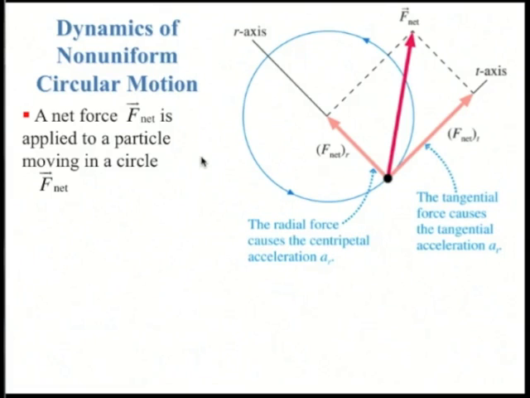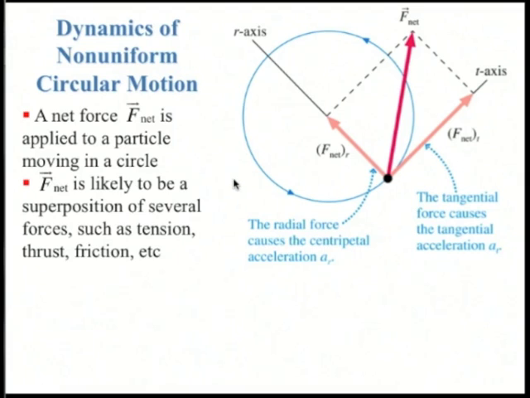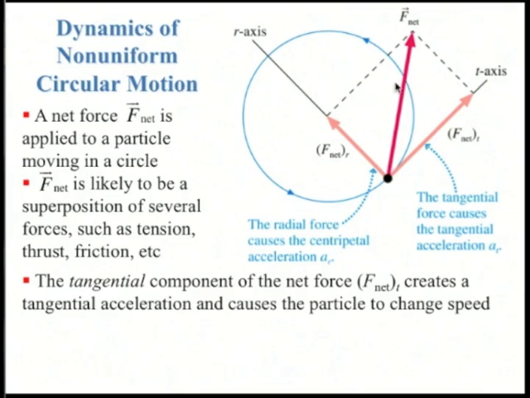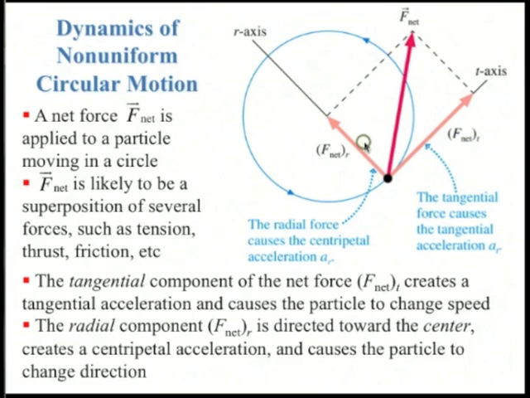So keep in mind a net force is being applied to this object, and F net could be due to various forces: tension, thrust, friction. But it can be decomposed into two components: the tangential component, which causes the particle to change its speed, and the radial component, which keeps it on this circular path. So if something's speeding up and going around in a circle, the net force will be on this diagonal, part of which is towards the center and part of which is causing it to speed up in the tangential direction.